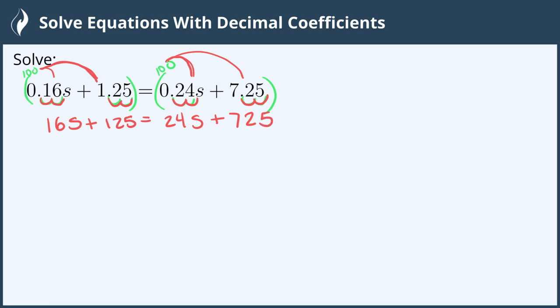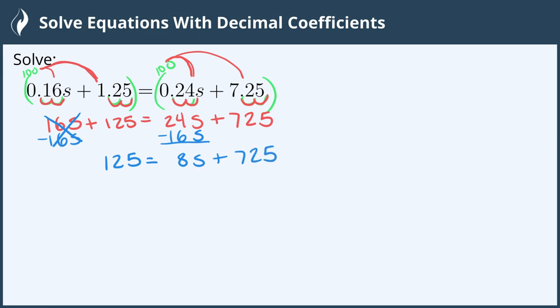Now we need to combine the terms with all of the variables on one side of the equation. It doesn't matter, so I'm going to go ahead and subtract 16s from both sides, moving all of the variables to the right side. You can pick whichever you prefer. 16s minus 16s cancels, so we're left with 125 equals 24s minus 16s gives us 8s plus 725.